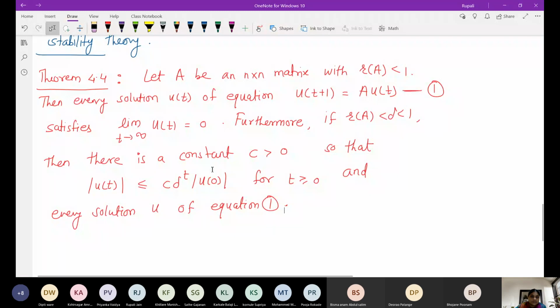So for this, what is the solution? We have already seen the solution of this equation. If all eigenvalues are distinct, then it has n linearly independent eigenvectors. Then its solution is given by A raised to t u0. But A raised to t u0 is nothing but lambda raised to t u0. And since the spectral radius of A is strictly less than 1, each eigenvalue has modulus less than 1. So lambda raised to t as t tends to infinity must tend to 0.